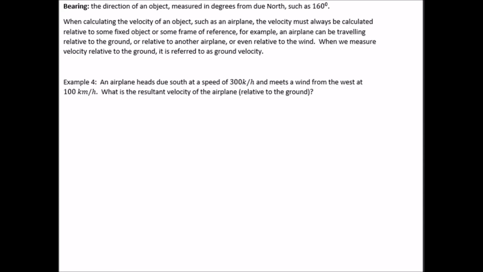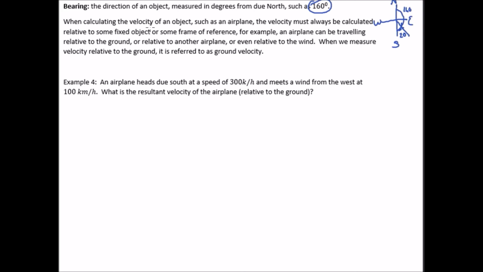Okay, now when we talk about bearing, we talk about the direction of an object, measured in degrees from due north. For example, such as 160 degrees, we talk about north and then we go 160 degrees, which is about here. So this angle would be 160 and then this angle in here would obviously have to be 20 to work our way to 180. So when we talk about bearing, you just get an angle and that's it, but you have to know it goes from north and then it travels clockwise.